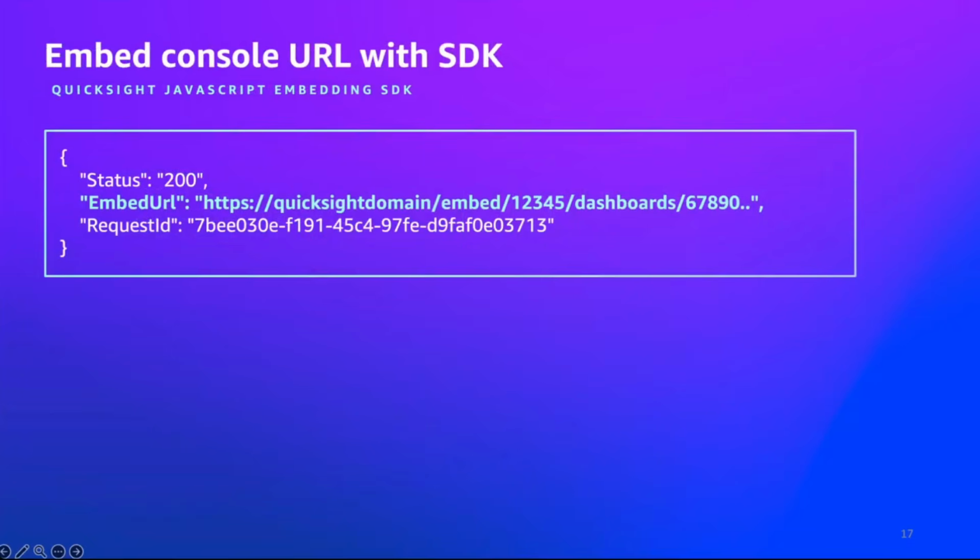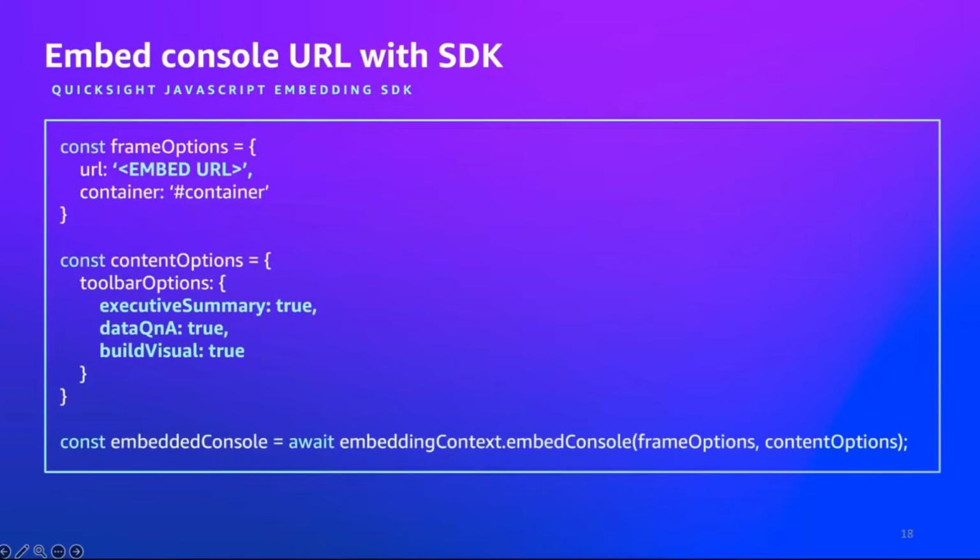Now, once you've configured whether to enable or disable each of the features that you want, like the Amazon Q in QuickSight features, then when you call the API, you're going to get a response that looks something like this. So it will give a status and a request ID, and most importantly, it will include an embedded URL for the asset that you requested, like the dashboard or the console. And the last step will be to take this URL and embed it using the SDK. And in order to do that, you're going to take the URL from that API response, you're going to insert it into the URL property for the frame options parameter when using the SDK.